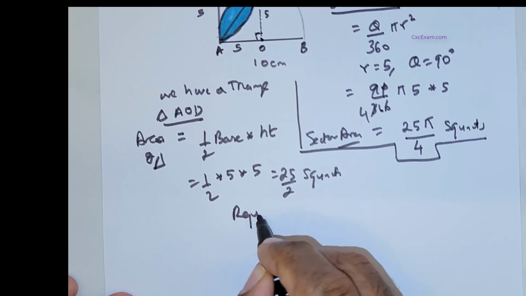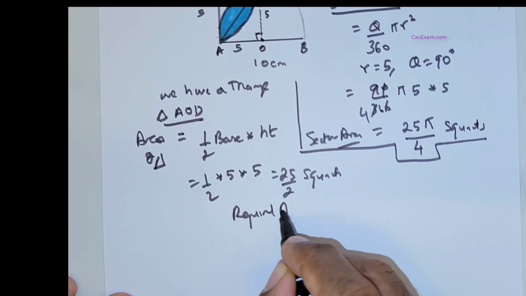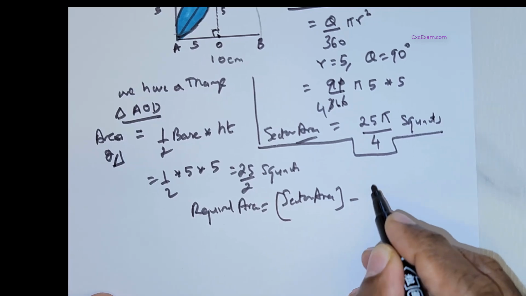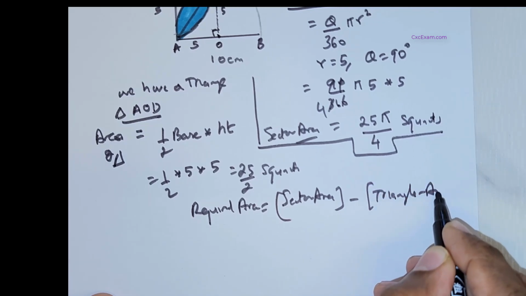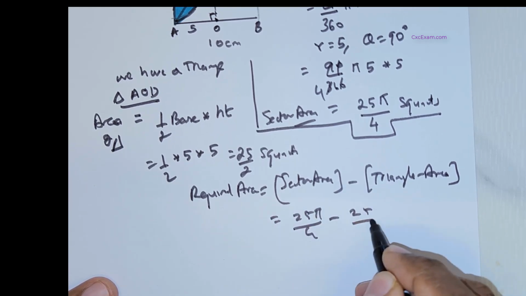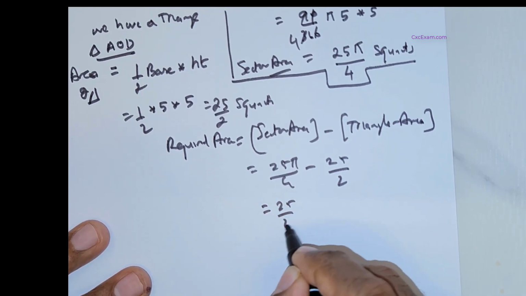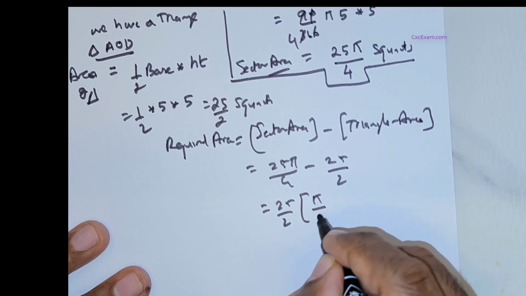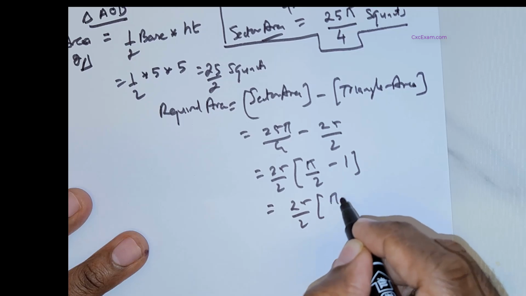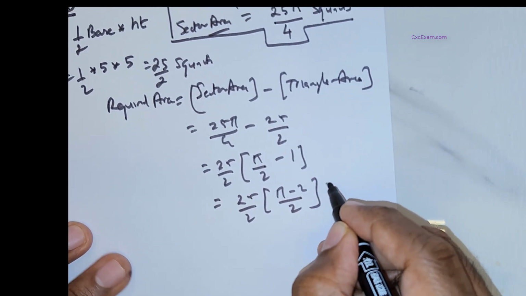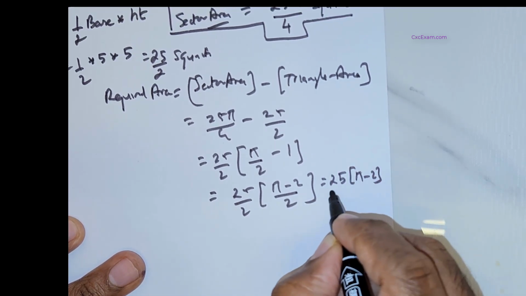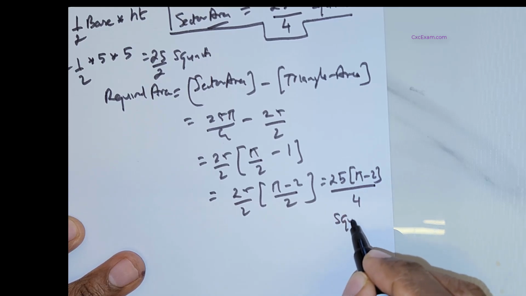So required area is going to be sector area minus triangle area. So sector area is 25 pi over 4. Triangle area is 25 over 2. I take 25 over 2 out. I get pi over 2 negative 1. So this is 25 over 2 times (pi negative 2) divided by 2, which is going to be equal to 25 times (pi negative 2) over 4 square units.